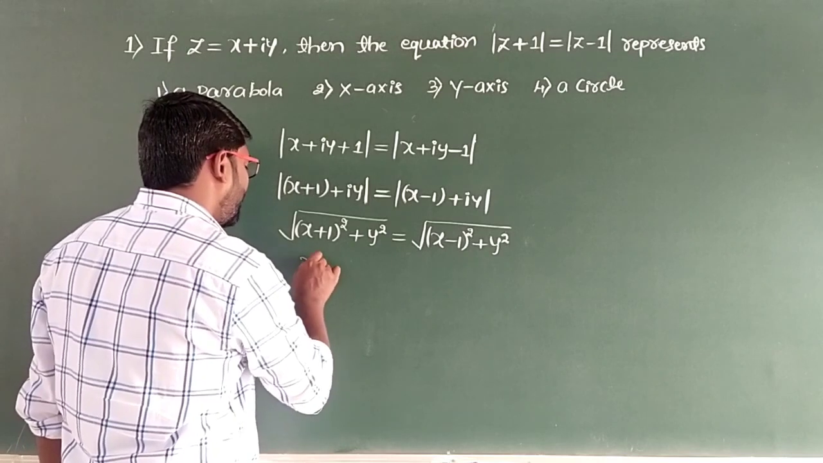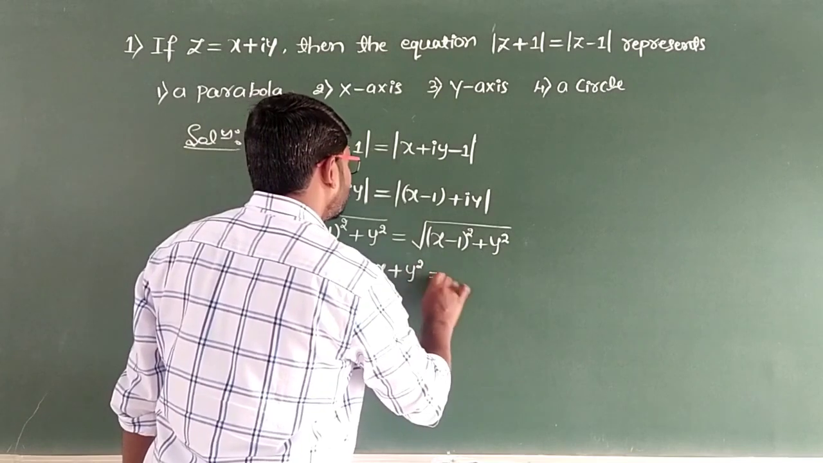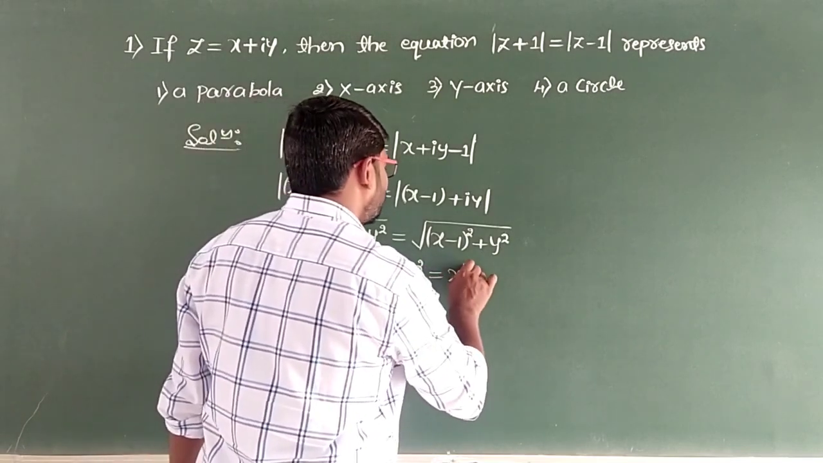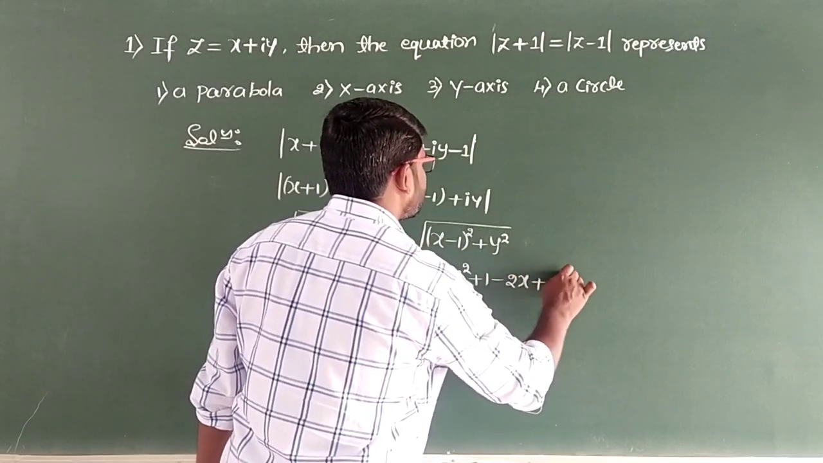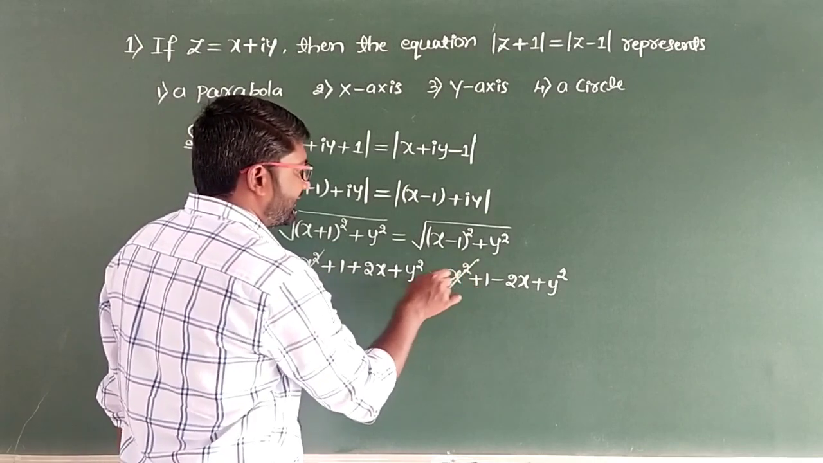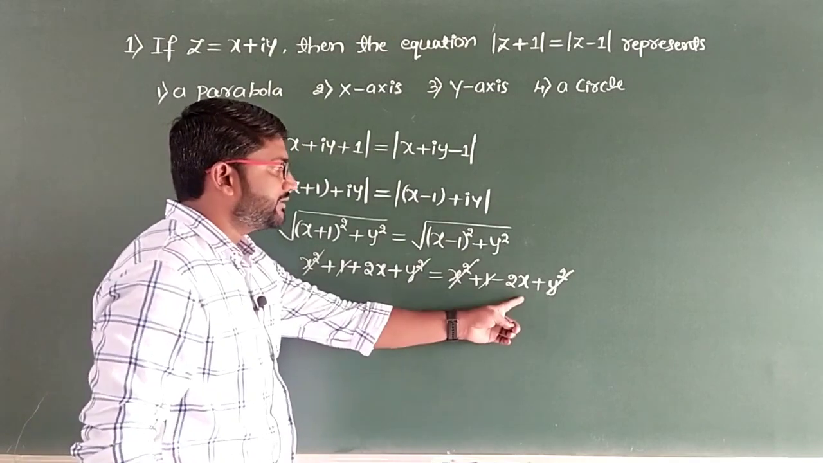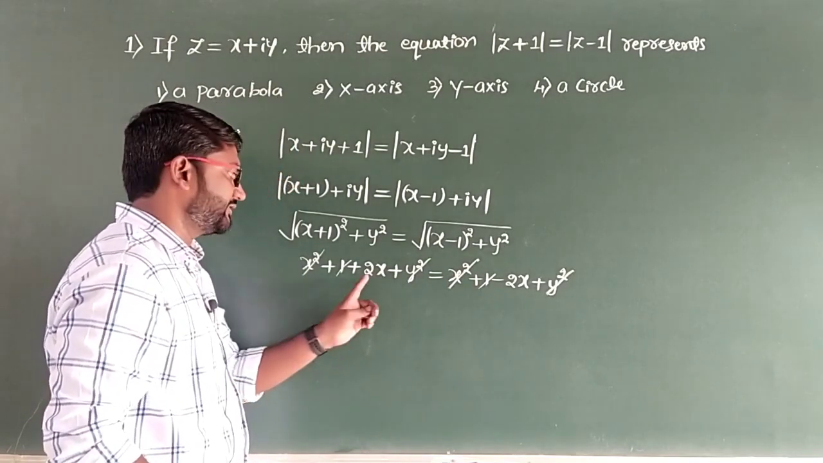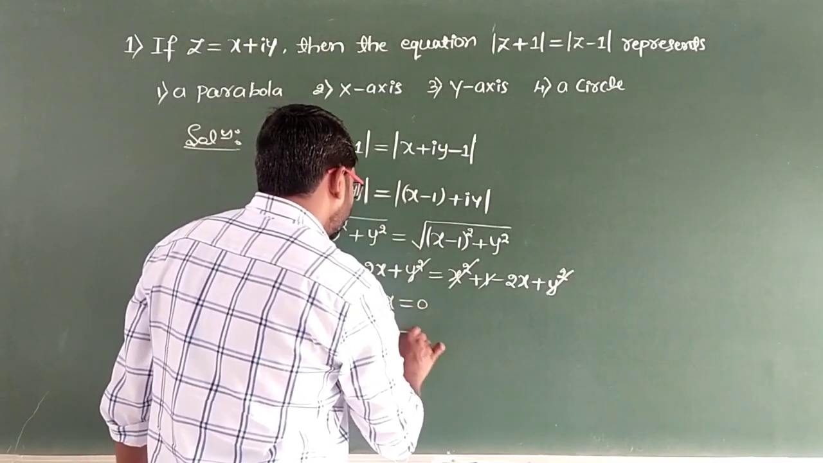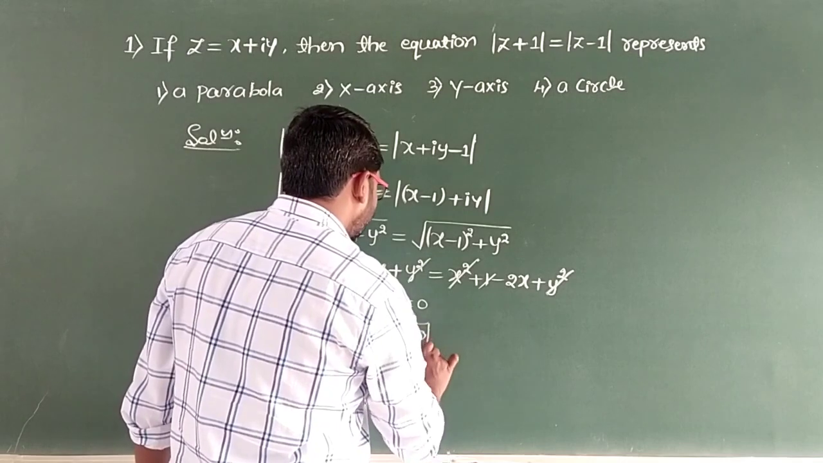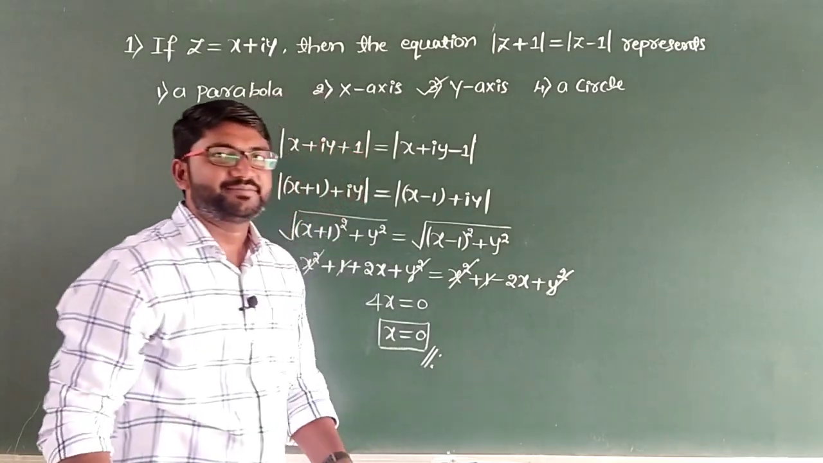So x square plus 1 plus 2x plus y square, this is equals to x square plus 1 minus 2x plus y square. So x square gets cancelled, y square and y square get cancelled, then plus 1 and plus 1 get cancelled. Take this minus 2x to the right hand side, it becomes plus 2x. 2x plus 2x will be 4x, which is equals to 0. That means we get x equal to 0. X equal to 0 indicates it is the y axis. So option 3 is the correct answer.